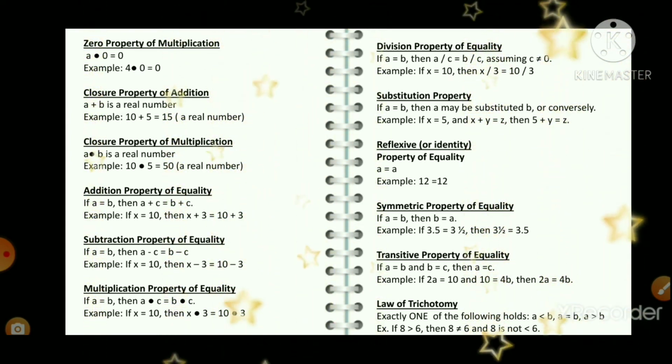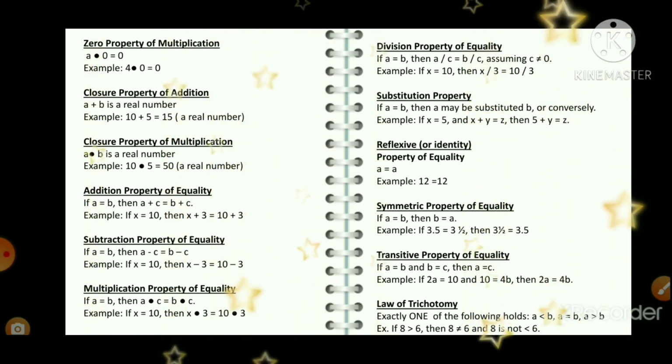Division property of equality. If A is equal to B, then A over C is equal to B over C, assuming C is not equal to 0. Example, if X is equal to 10, then X over 3 is equal to 10 over 3. Dividing both sides of an equation by the same non-zero value will not change the truth value of the equation.